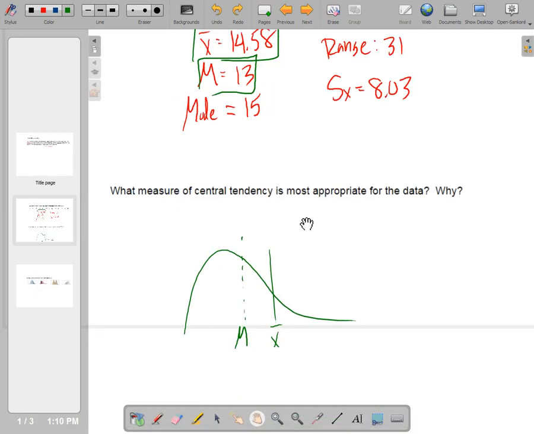Since the data is skewed, the most appropriate measure of central tendency would be the median, and it's because it's skewed. And remember, when it's skewed, it's the tail, so this is skewed to the right.